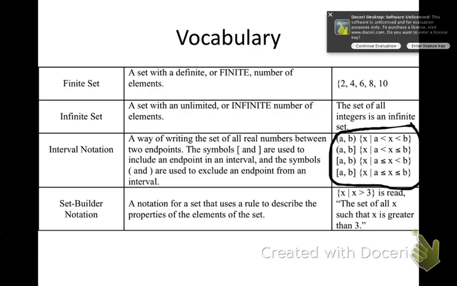The symbols, the brackets, what I call them there, are used to include an endpoint. That's going to be key. Okay, that's where a couple people this morning were kind of making their mistake. It's just knowing what the difference is between a bracket and a parenthesis. And the symbols parentheses are used to exclude an endpoint from an interval.